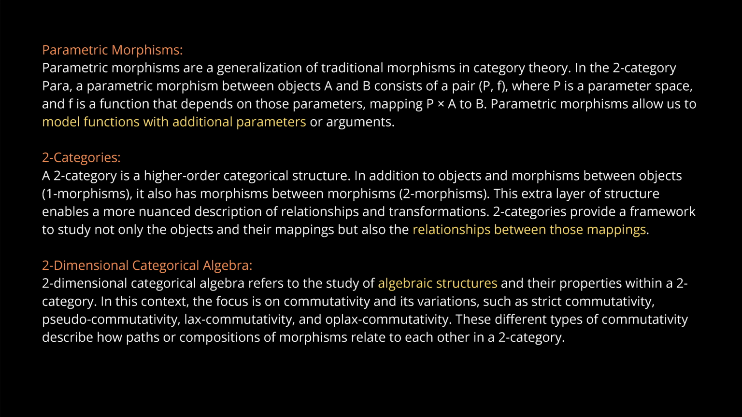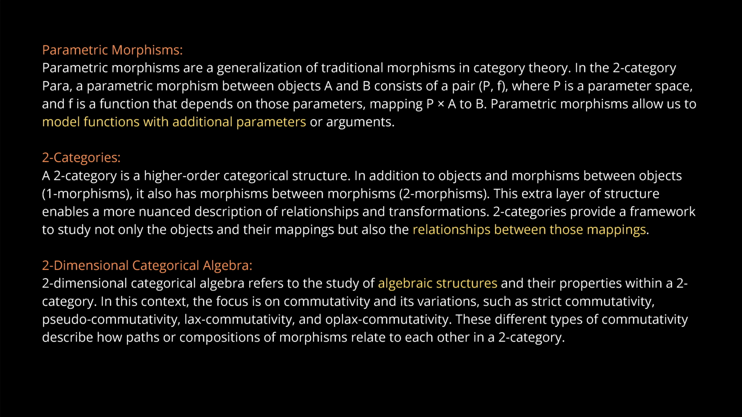This refers to the study of algebraic structures and their properties within a two-category. Of course, what else? Now, notice that in this context, they focus on the commutativity and its variation. And we have a strict commutativity, a pseudo-commutativity, a lax commutativity. I will talk about it a little bit more, and some others. Beautiful. We're almost done. Yeah, lax algebra and coalgebra, I'll give you an example.